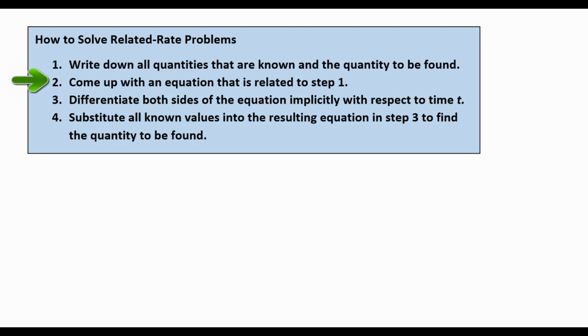Step 2, come up with an equation that is related to step 1. Earlier, they gave us an equation, but typically in a word problem, they don't tell you what equation is related to all the variables they talked about in step 1. So you need to come up with equations that are related to the variables that are known and to be found.